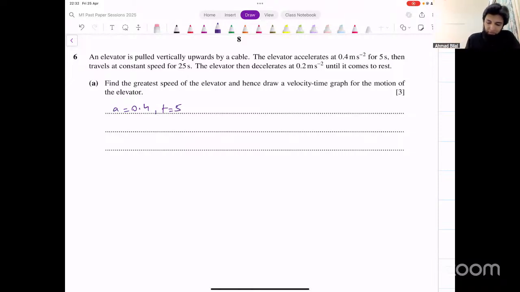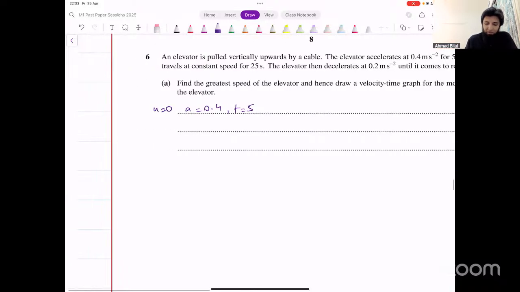Okay, now it doesn't explicitly say that here, but I think we can assume that the initial velocity is 0, right? Because it's being pulled up. That means it starts from rest. Although it doesn't explicitly mention that here, it's being pulled vertically by a cable. It accelerates at this acceleration for 5 seconds, and we're not given anything before this, so we can assume that it starts from rest. So initial velocity is 0.